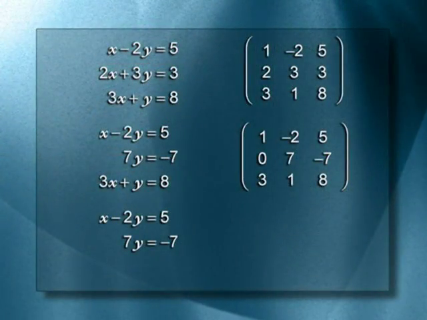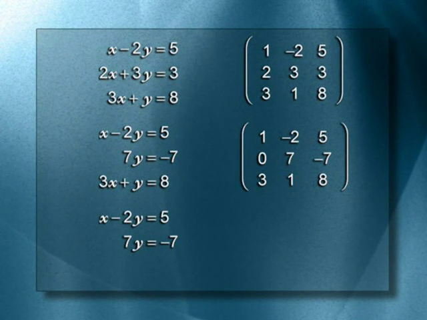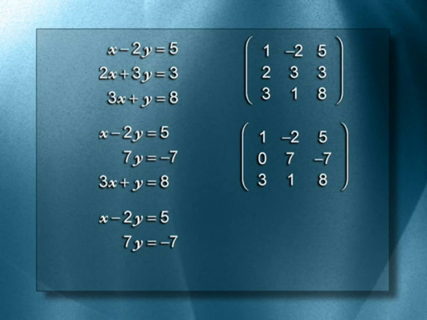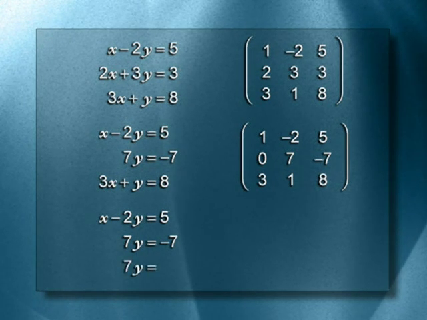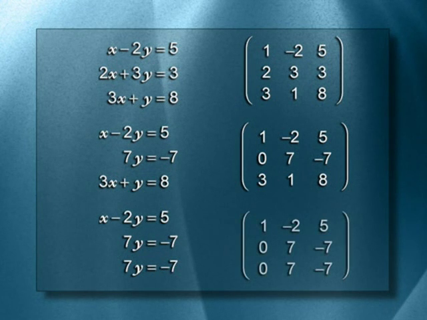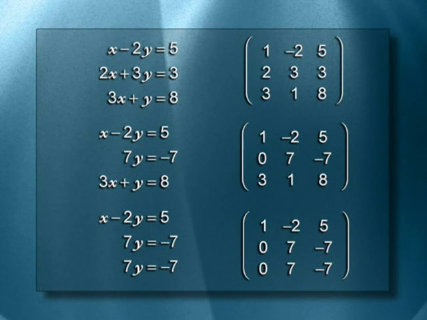Well, you do the next step. I'll do it a little bit quicker now. Minus 3 times the first equation added to the third equation. That gets rid of the x. Minus 3 times minus 2 is 6 plus 1 is 7y. Minus 3 times 5 is minus 15 plus 8 is minus 7. If you do those same steps to that matrix, you'll obtain in the bottom row 0, 7, minus 7, which precisely corresponds to the latest version of our linear system.